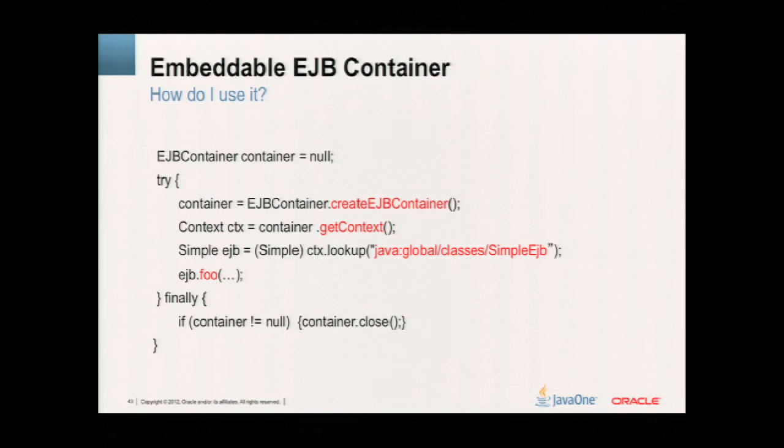I mean, with 3.2, we clarified that not each vendor is required to provide the embeddable EJB container, because let's say a cloud vendor does not have a notion of local testing. But most already provide it, so we don't think it is that big of a deal. Okay.